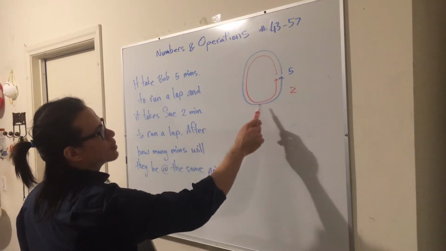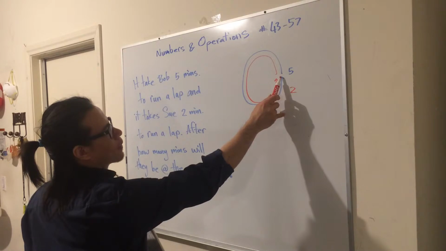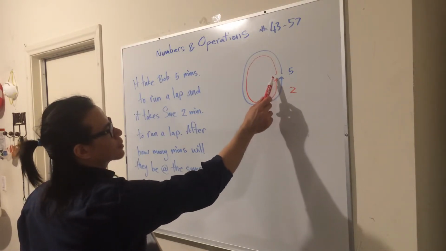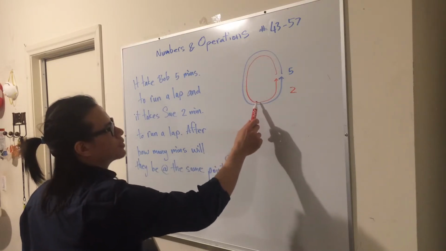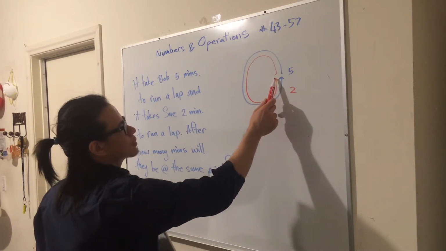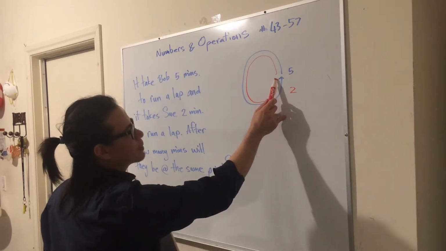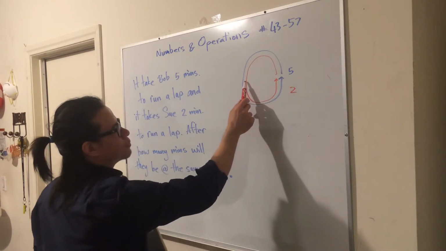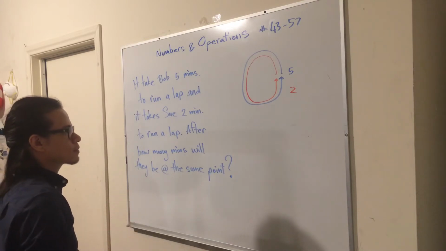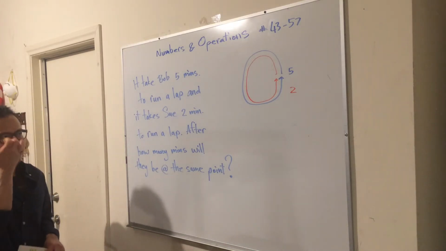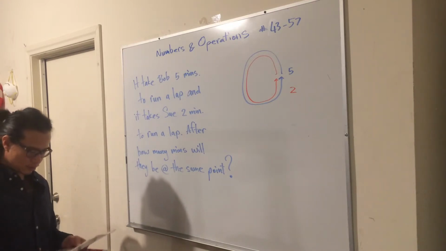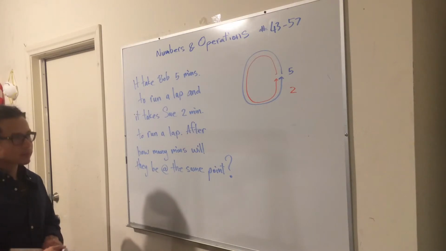Well, after 5 minutes, Bob is here. Well, after 2 minutes, Sue is here. So 4 minutes would give her her second lap. After 5 minutes, Sue is probably somewhere over here. Okay, so how would you figure out the answer? Take a minute, push pause on this clip, and see if you can figure this out.